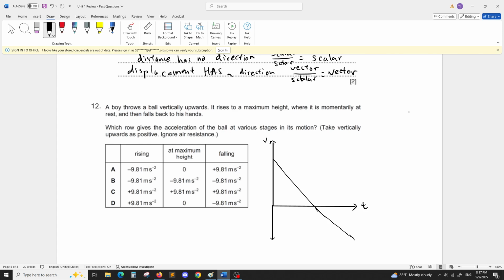Now it wants us to give the acceleration of the ball at various stages in the motion. Well, we have rising, maximum height, and falling. So we have A here, B, and then C. But we know that acceleration is just the slope of the velocity graph, right? So that means the gradient is just g, or negative 9.81. In this case, all of the stages of motion are just negative 9.81 meters per second squared.